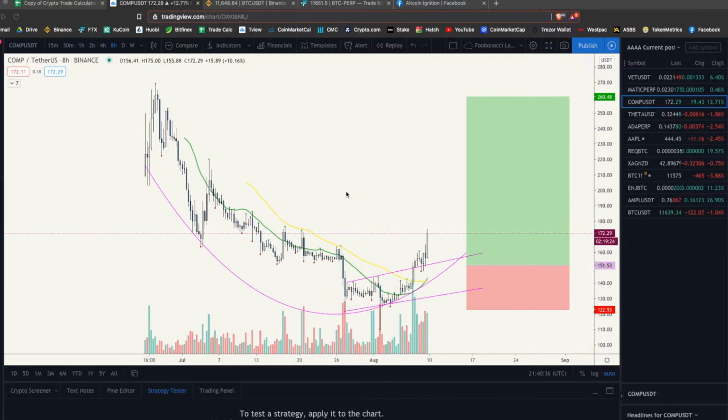Welcome to the next module. This one's going to be about risk management and position sizing. So I've got here a trade that I'm currently in. If you're in my group, you might be in this trade as well.